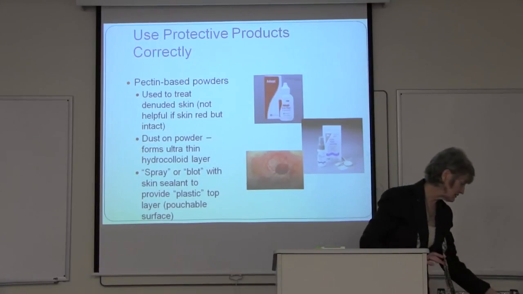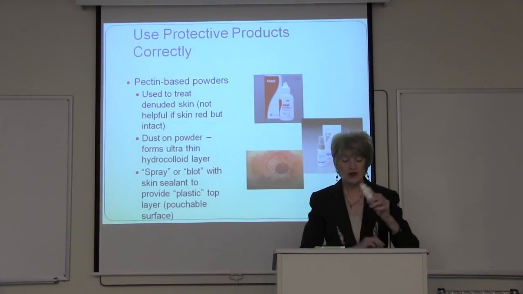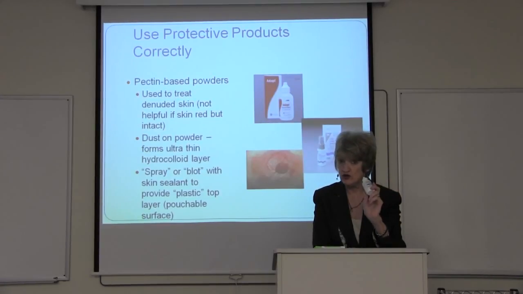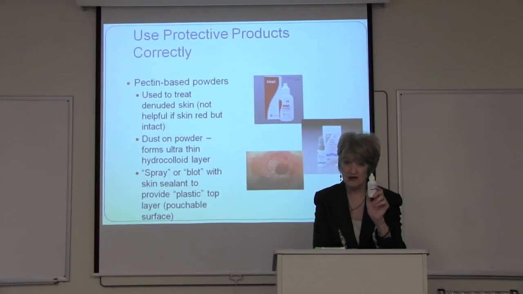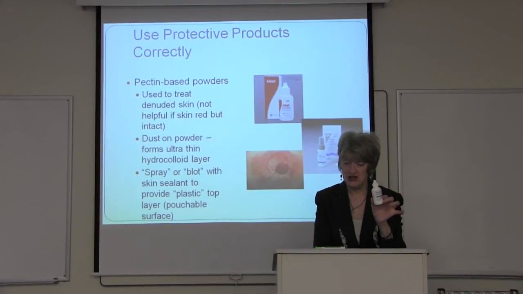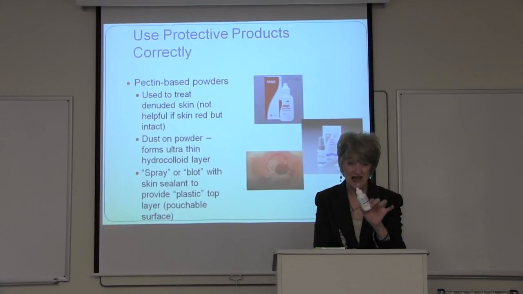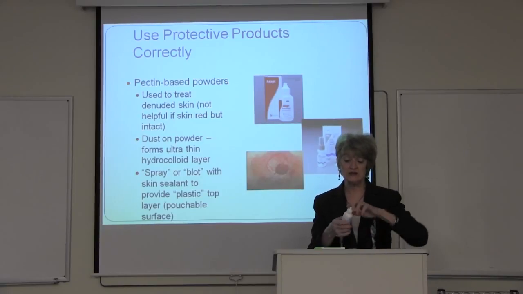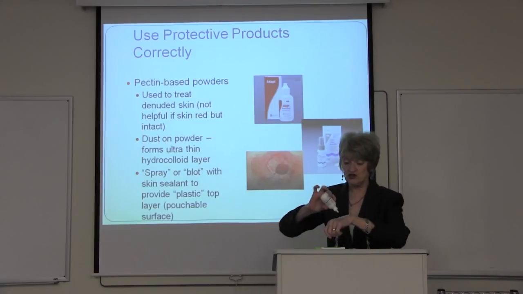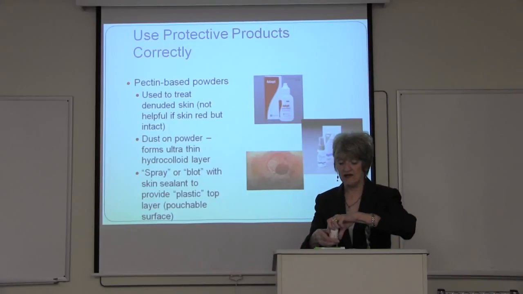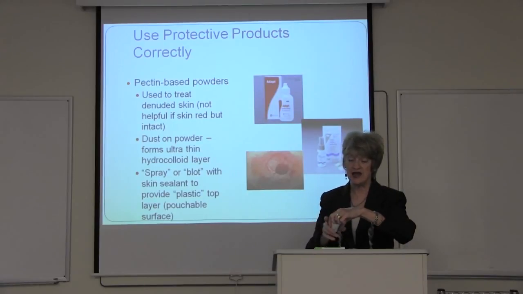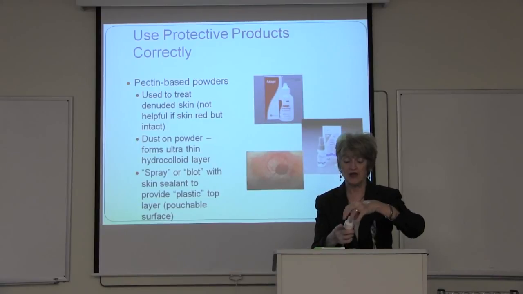Now, the last product I wanted to mention is powder. No matter where you work, I'm pretty sure you have access to ostomy powder. Ostomy powder is pectin based. When you sprinkle this onto damaged skin, it forms a very thin protective gummy layer. I liken it to an ultra thin hydrocolloid, so kind of like a Duoderm, extra, extra, extra thin. But the point is, when this mixes with moisture, it does form a gummy layer, and that gummy layer is protective for that underlying skin breakdown.